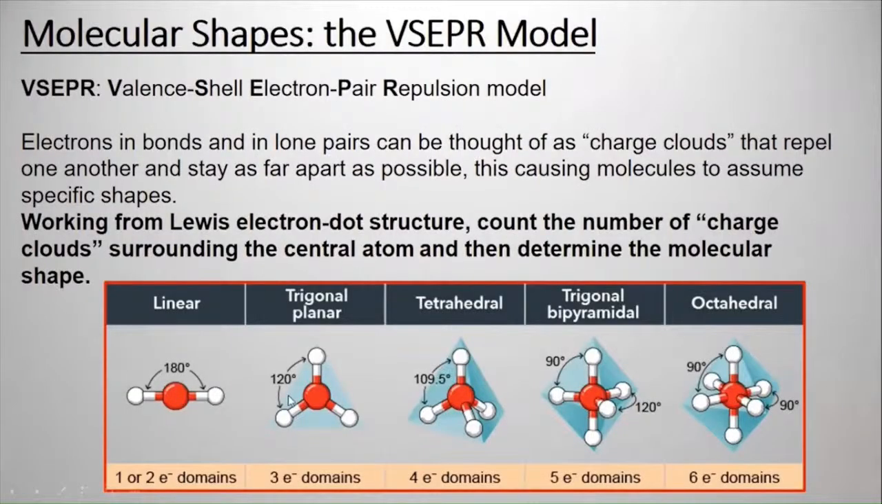These are the different cloud geometries that a covalent molecule can take. A covalent molecule can be linear. A covalent molecule can be trigonal planar. A covalent molecule can be tetrahedral. A covalent molecule can be trigonal bipyramidal or octahedral. Who's going to tell us how they're going to exist? Lewis structure is going to tell us if they're going to be linear, trigonal planar, or tetrahedral by the charge cloud.